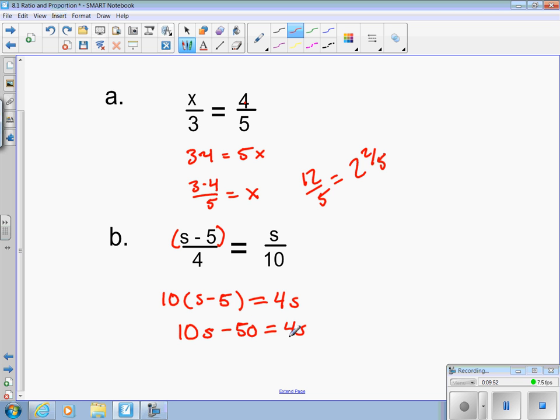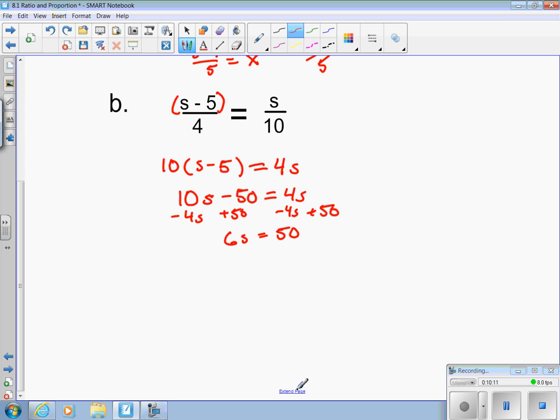I'm going to subtract my 4s and add the 50. I do this and add 50, so I have to do the same thing to the other side. And I get 6s equals 50, and divide by 6. S equals... 6 goes in there 8 times, and a remainder of 2, so 2/6 or 1/3.